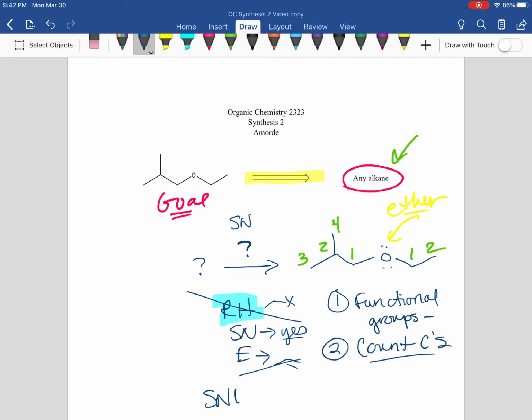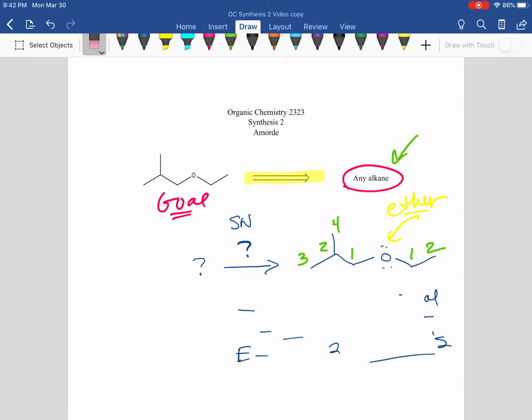We need either an SN1 or an SN2. Now we have a set of rules for both of those reactions, and we're going to follow those rules, and in fact they're going to help us figure out, do we want an SN1 or an SN2? So let's erase and clear up some space here. How do we figure out which one we need?